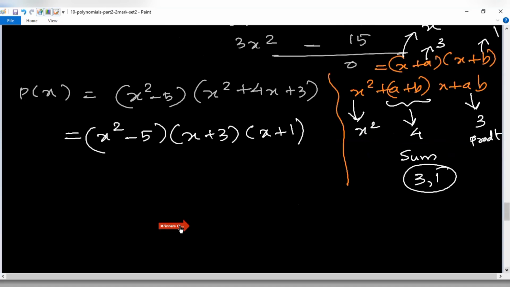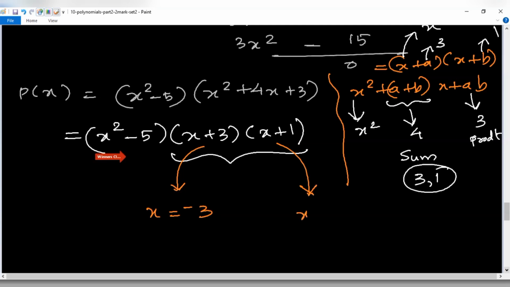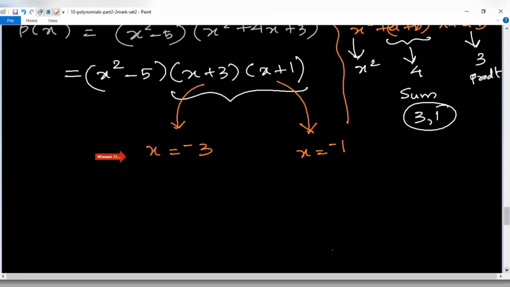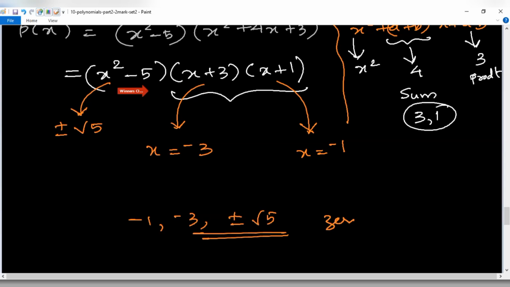Now, see the first part, this factor is already considered and the two corresponding zeros are already given in the question. The other zeros of the polynomial we have to take from the next part. See, x plus 3 equal to 0 means x equals minus 3. X plus 1 equal to 0 means x equals minus 1. So minus 1 and minus 3. Then from here, it was already given in the question, plus or minus root 5, are the zeros of the given polynomial.